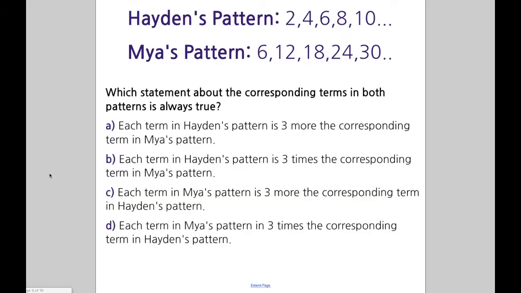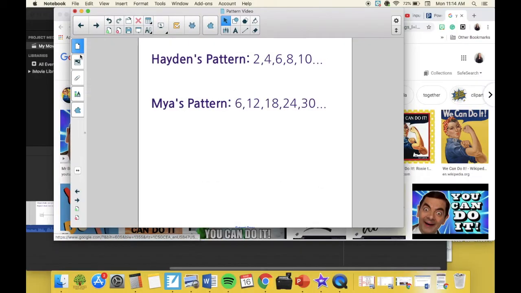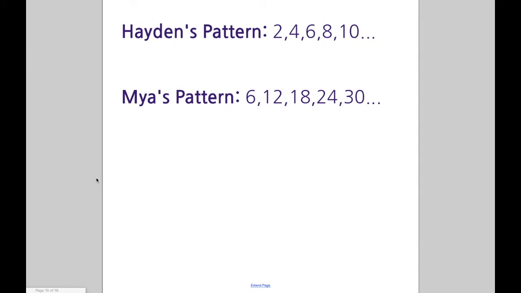Our next question says, which statement about the corresponding terms in both patterns is always true? Before we look at all of our answer choices, let's take a second and analyze Hayden's pattern and analyze Maya's pattern. In looking at Hayden's pattern, I can see that it increases by 2, 4, 6, 8, 10. So Hayden's rule is add 2. Maya's pattern increases by 6, 12, 18, 24, and so on. So Maya's rule is add 6.